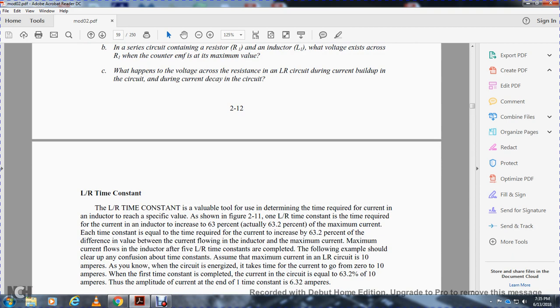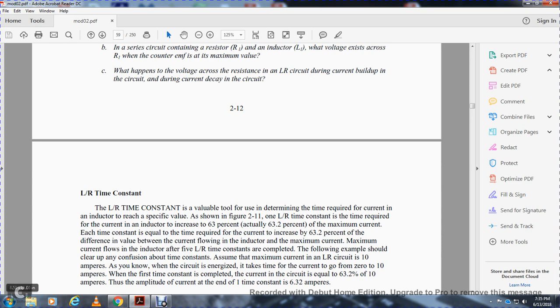The inductance over resistance time constant is the time required for the current in the inductor to increase to 63.2% of the maximum current. The time constant is equal to the time required for the current to increase by 63.2% of the difference between the current flowing in the inductor and the maximum current. The maximum current flowing in the inductor is 5 inductances over ohms resistance, once the time constants are completed.